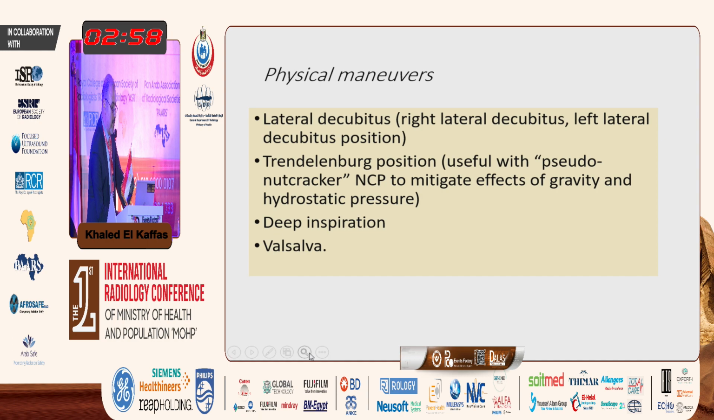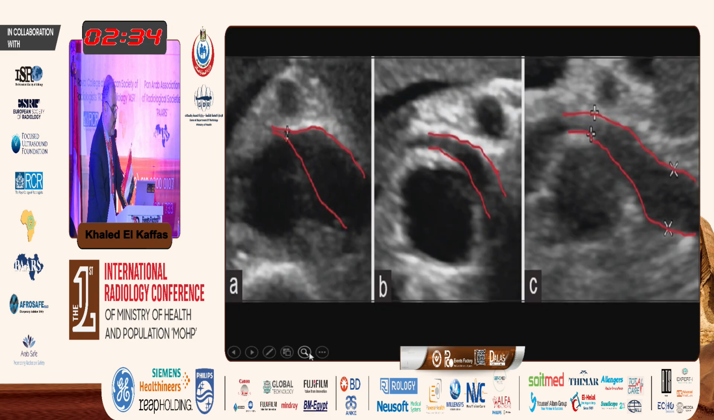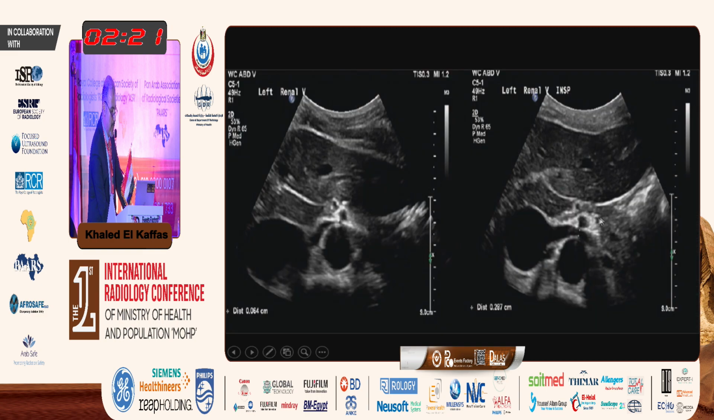We must use physical maneuvers by moving the patient to lateral decubitus, either to the right or the left. We change the patient position to a Trendelenburg position. We use a deep inspiration to cause venous filling of the renal vein to expand the vein. Also, we can use a Valsalva maneuver, but it's very rare because it causes movement of the abdomen and causes artifacts. Here, when we change the patient to lateral decubitus, you can see that the compressed area, after we change the position, has retained its normal caliber. The same is here by using the Trendelenburg position.